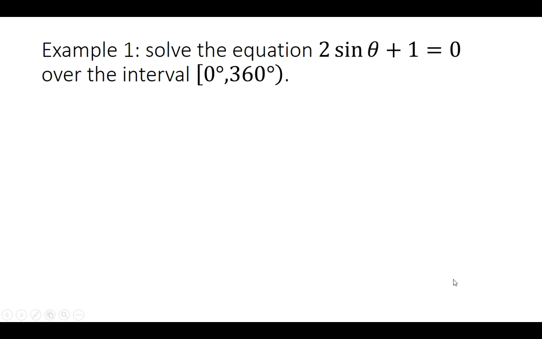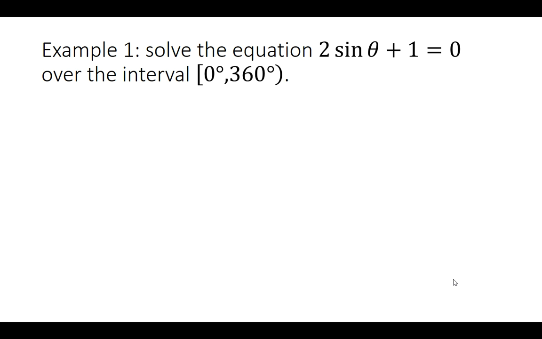So our first example, we're going to solve the equation 2 sine theta plus 1 equals 0, and we're going to restrict ourselves to the half open interval, including 0 degrees up to but not including 360 degrees. In a sense, one revolution around clockwise or counterclockwise.